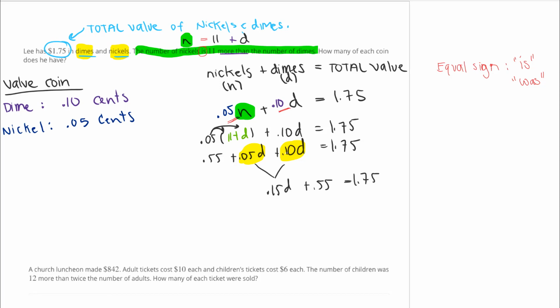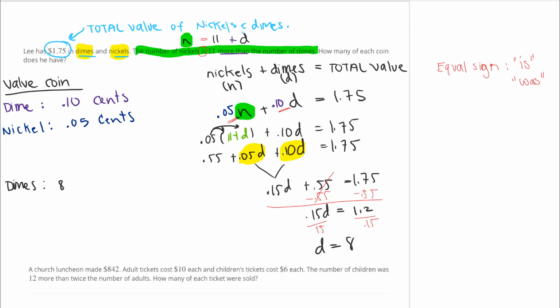So then from there, you could subtract 0.55 from both sides, so that you have 0.15d is equal to 1.2, and from there, to get the d by itself, you divide by 0.15. So you'd get that d is equal to 8. So what does the d represent? That represents the amount of dimes. So how many dimes do you have?